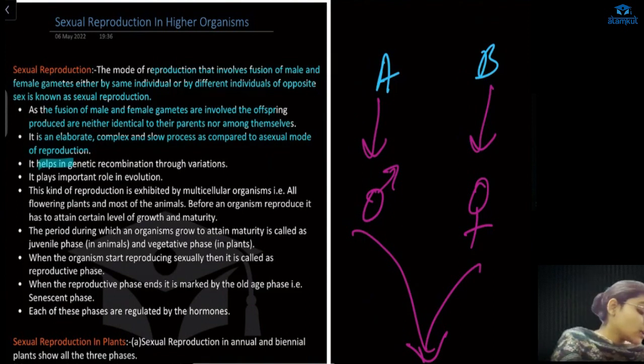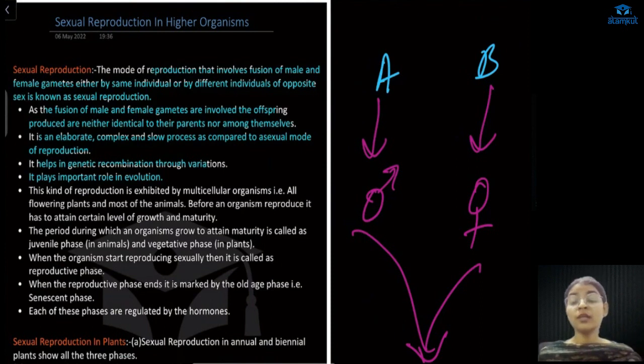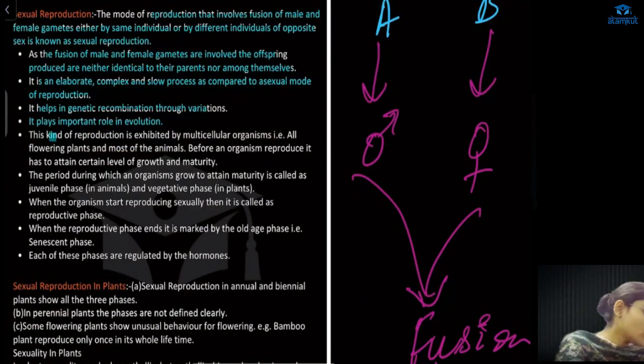It helps in genetic recombination. Why is it helping genetic recombination? क्योंकि ये difference create कर रहा है. None of the parents will be identical to their daughters or offspring, and none of the offspring will be similar to their siblings. Then it plays an important role in evolution. Why is it playing an important role? Because it is creating genetic variation, and through genetic variation, evolution is occurring. This kind of reproduction is exhibited by multicellular organisms, all the flowering plants and most of the animals.